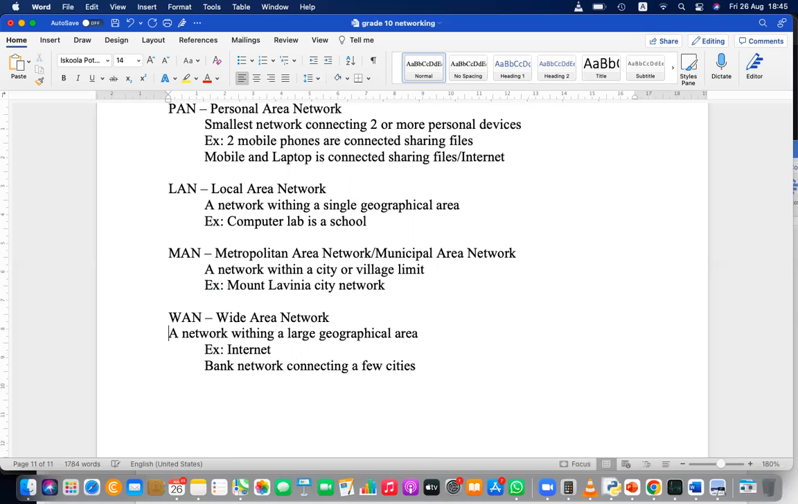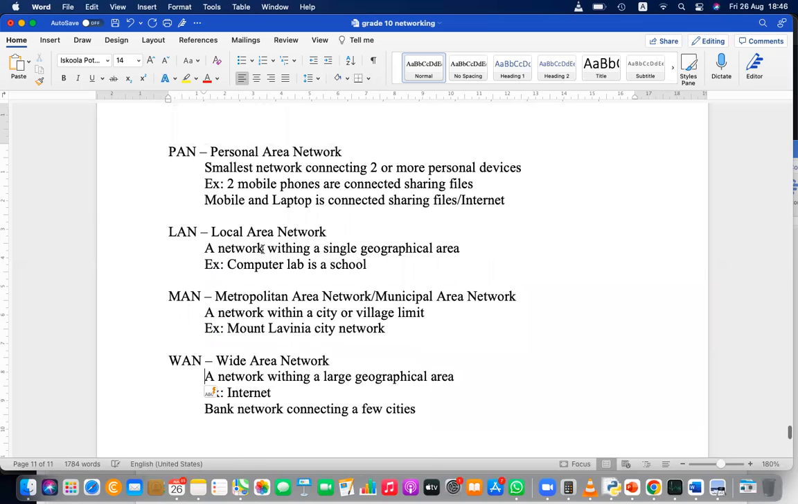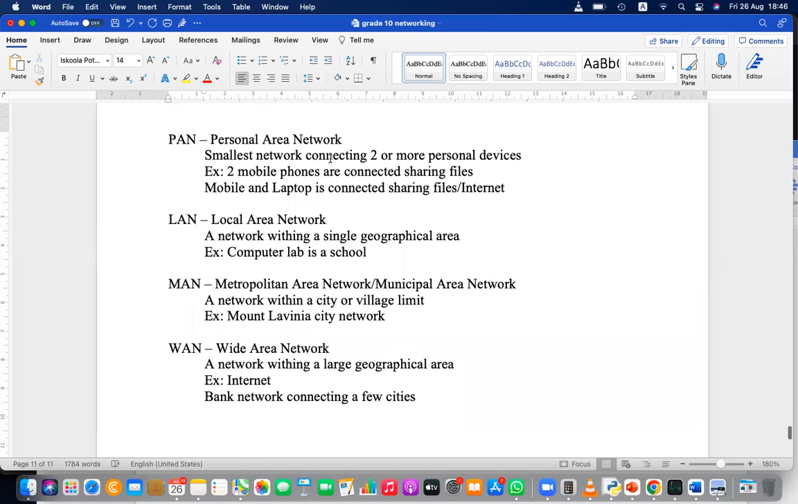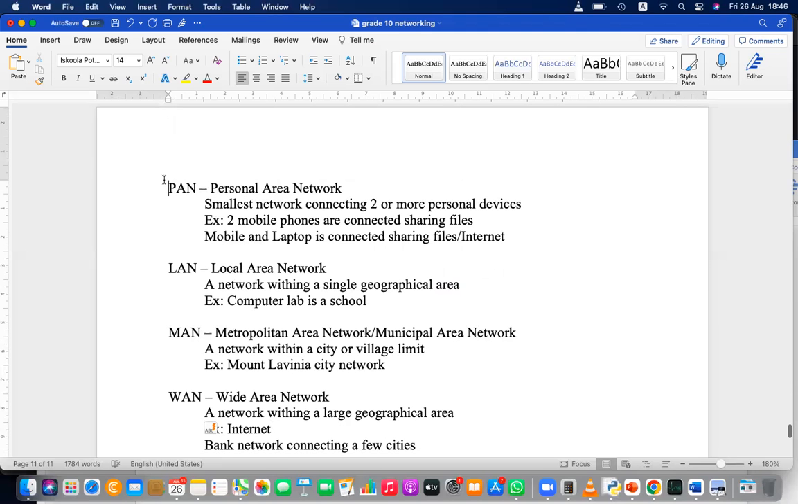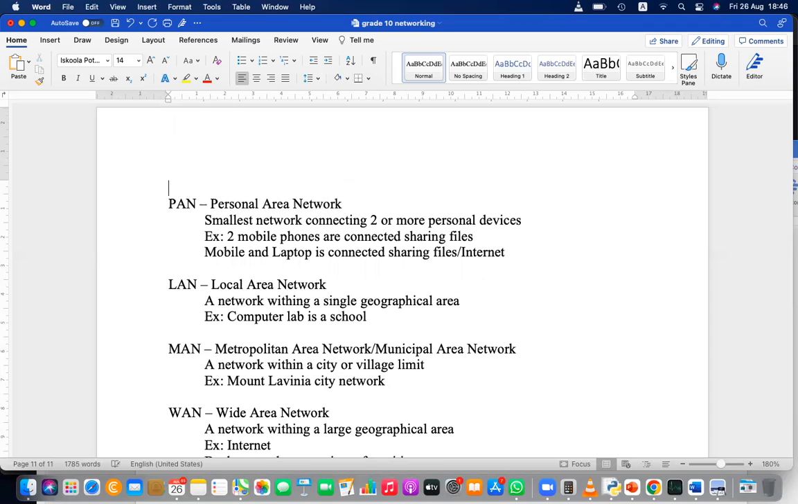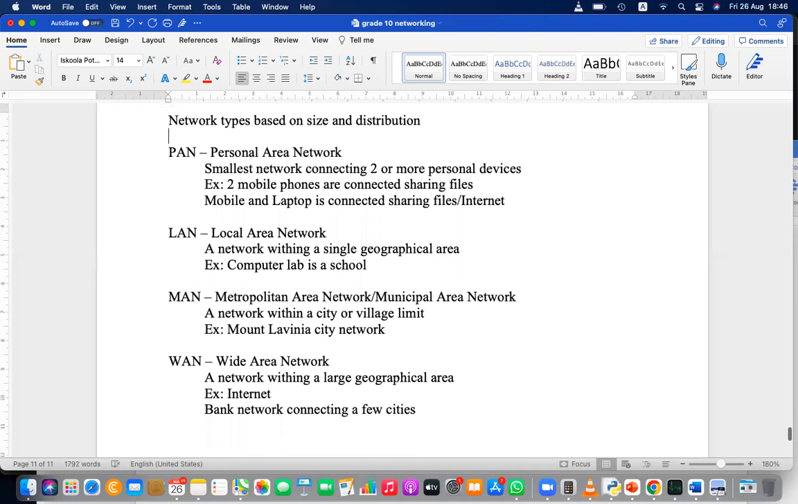These are the network types based on size and distribution. You can write the subheading also, sorry I couldn't mention that: network types based on size and distribution. There are some other types also, but these are basically based on size and distribution.